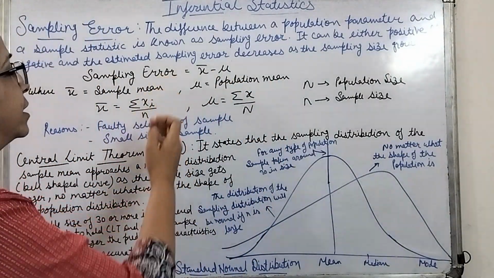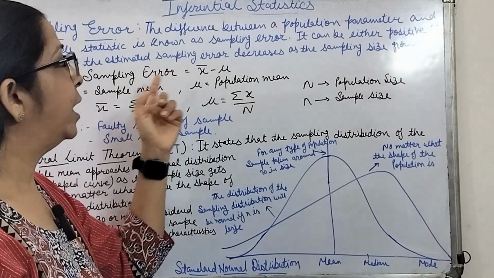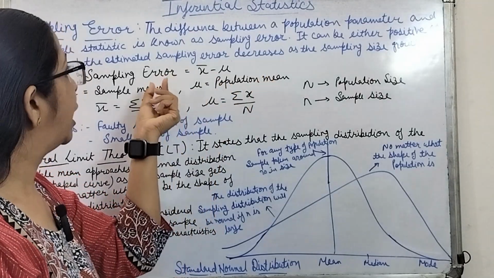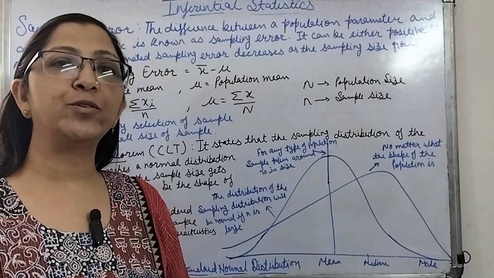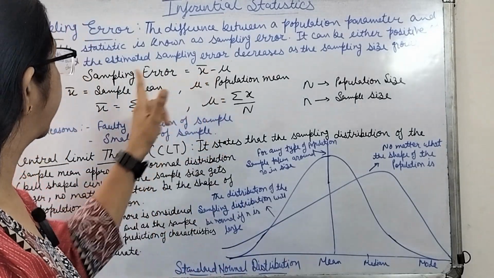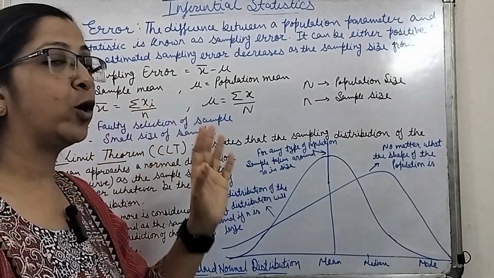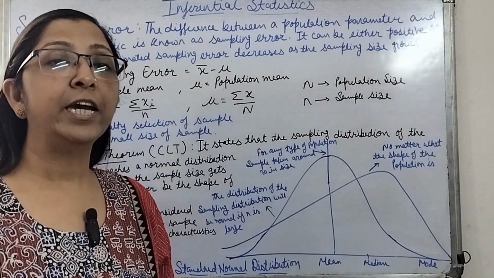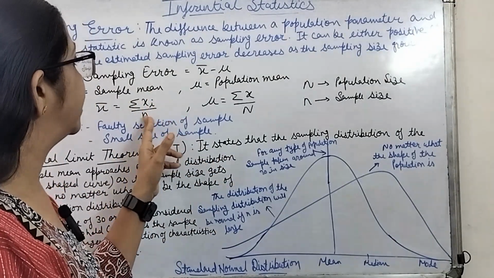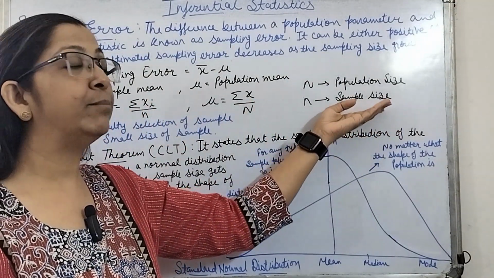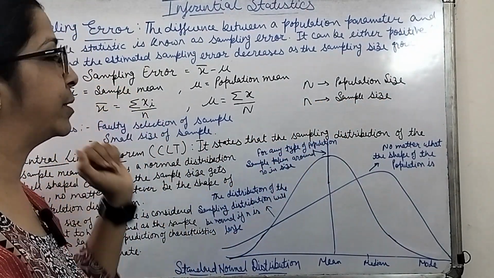So sampling error is denoted by x bar minus mu, where x bar we know is your sample mean and mu is your population mean. How to find your sample mean? We know that the formula for finding mean is sum of all the observations upon total number of observations. So x bar is sigma of xi over n, where sigma of xi means whatsoever the observations are there in the sample, if we add all that, that will give you sigma of xi divided by n. n is your sample size, that means how many members are there in your sample. If we divide these two, we will get the sample mean.